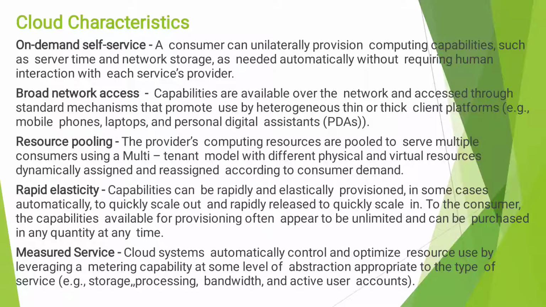Next is rapid elasticity. When our need increases, it automatically expands our cloud storage. When we don't want much space, then it will allocate only the amount we want. That is called elasticity. Last is measured service. It automatically controls and optimizes the resources by leveraging a metering capability with the help of the abstraction concept.